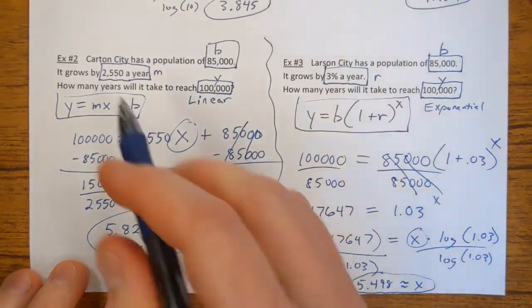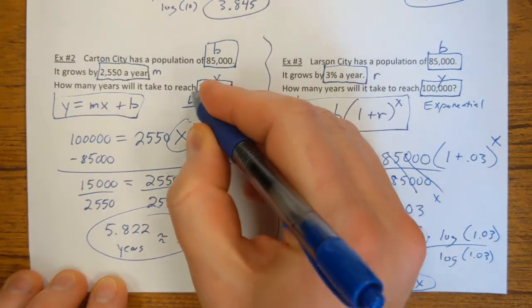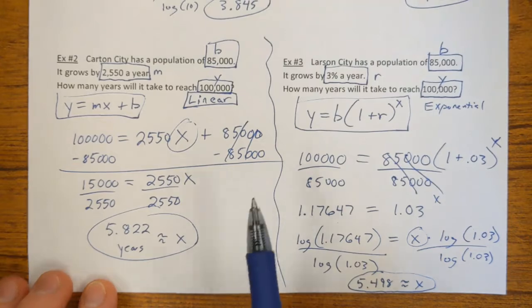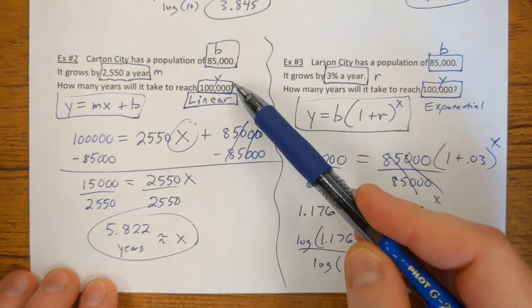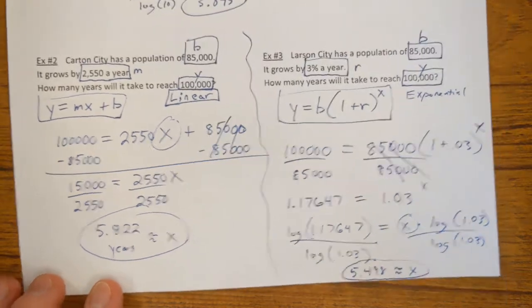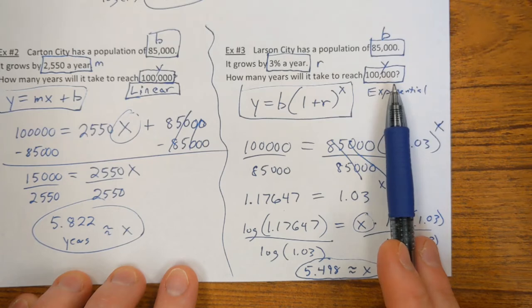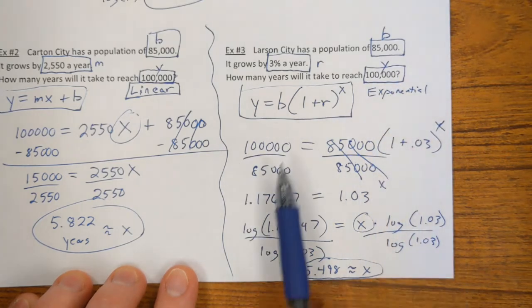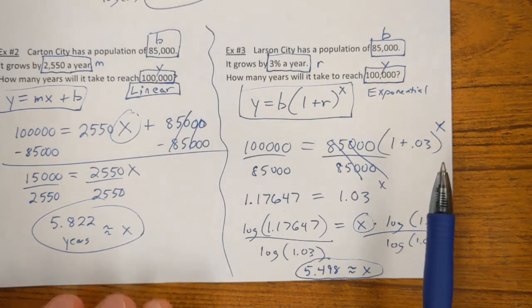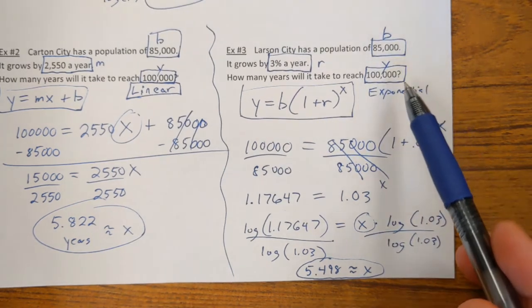On your assignment, use this example number 2. Use this anytime you have a linear growth problem and you're trying to solve for the number of years it takes to grow from this number to this number. Use this example to help you with any linear problems that you have on your assignment. And then over here, if it's exponential, if it's growing by a percentage, use this example to help you with any exponential growth problems that you have on your assignment when you're trying to find the number of years it takes to grow from here to here.